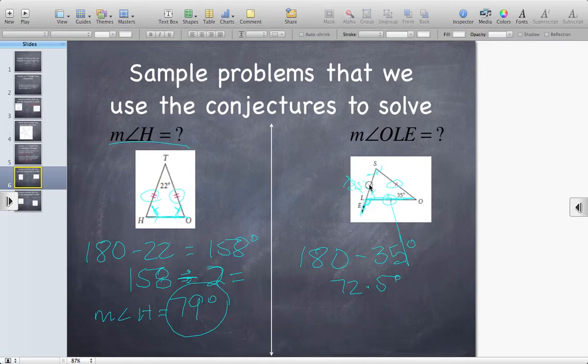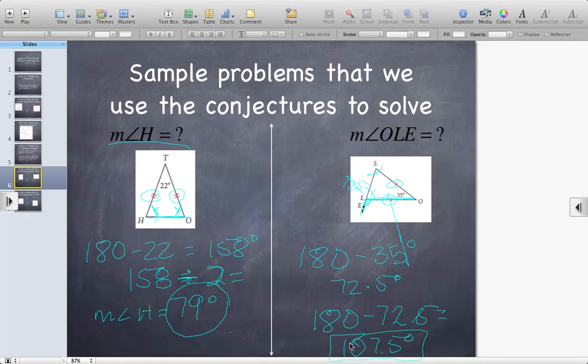So in order to find angle OLE, we need to subtract that from 180 degrees. So 180 minus 72.5 gives us 107.5 degrees.